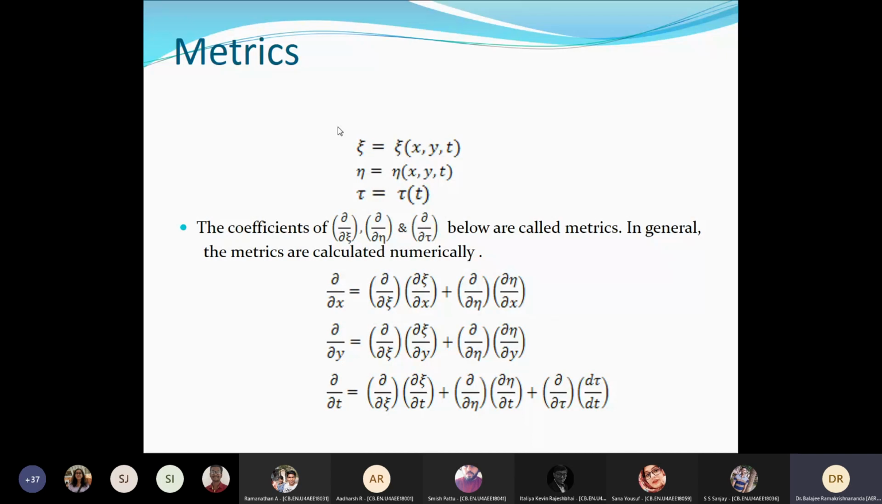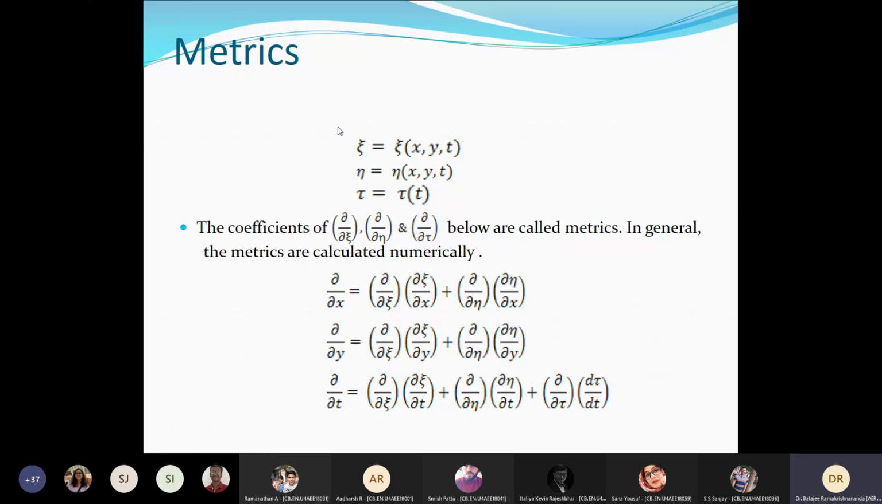Second term also is spatial. ∂/∂y is ∂/∂ζ into ∂ζ/∂y plus ∂/∂η into ∂η/∂y. The time term, ∂τ/∂y is 0 because τ is a function only of t.